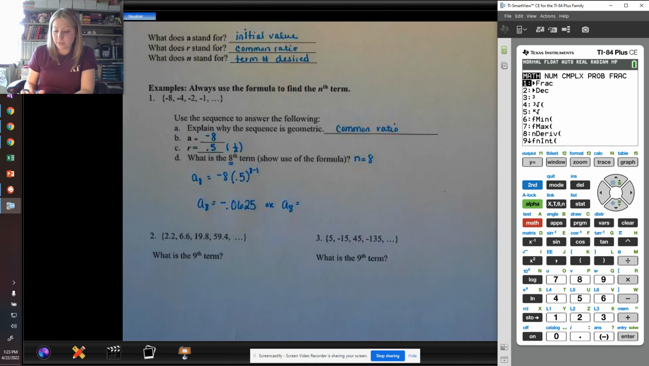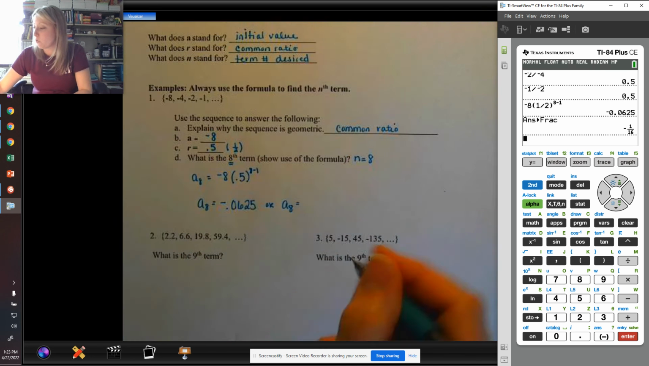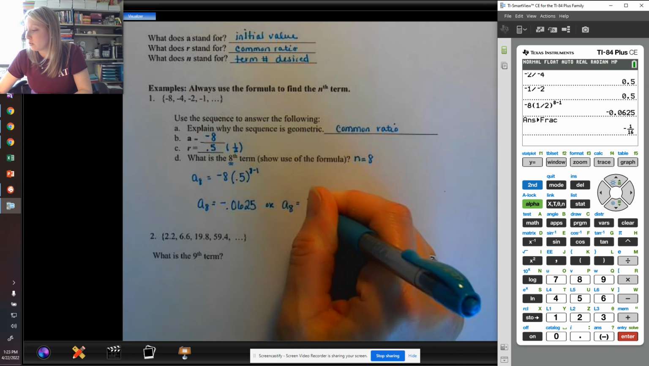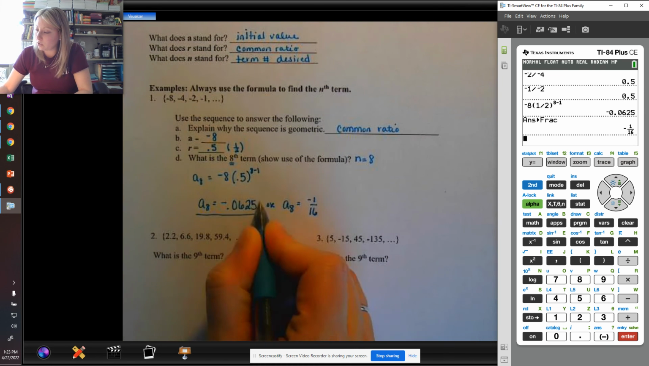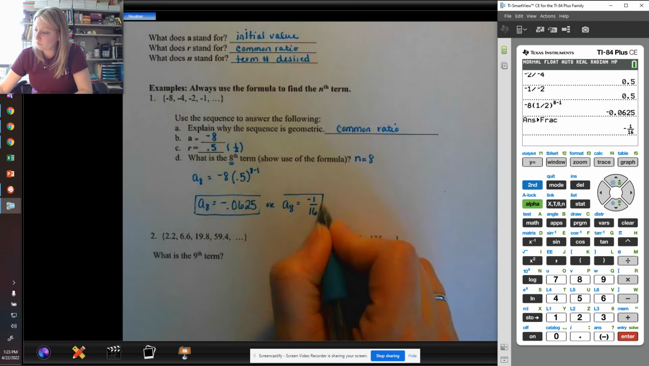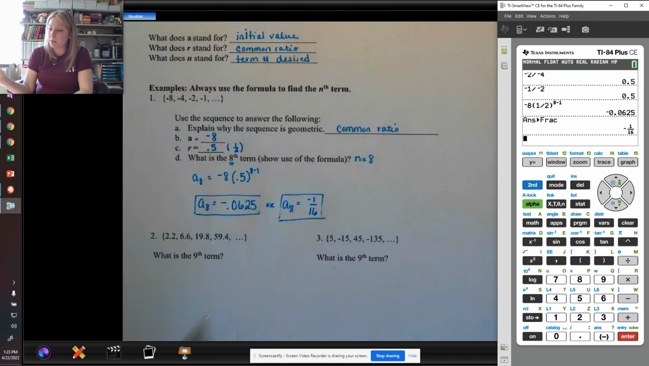So you can press math, enter, enter, and get this turned into fraction form. So -1/16. Either of those being the correct answer. Okay, let me do one more and then you'll do one more. Let me do number 2 for you.